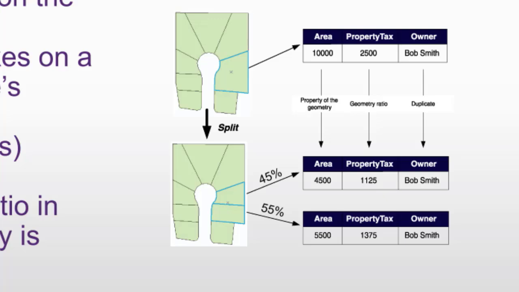If my split policy is geometry ratio, like I have assigned to the property tax field, then the property tax is split based on the ratio of geometry. So in this case, 45% of $2,500 in taxes is allocated to one parcel, and 55% of $2,500 is allocated to the second parcel. And last, the duplicate policy just takes the value from the original feature and assigns it to any features resulting from the split. So in this case, the owner was Bob Smith. The policy is duplicate, so the two new parcels are also assigned owner Bob Smith.